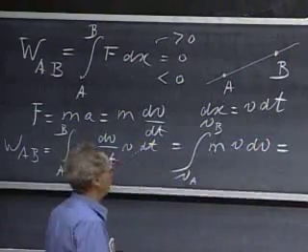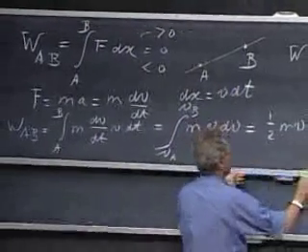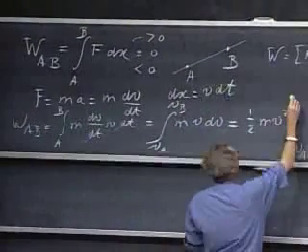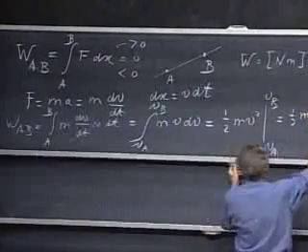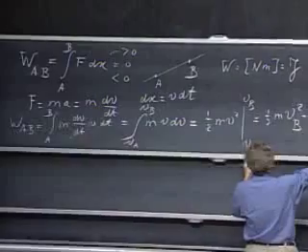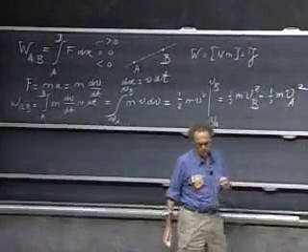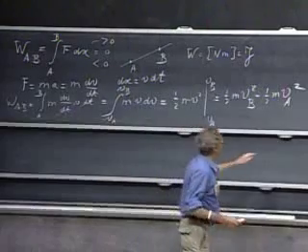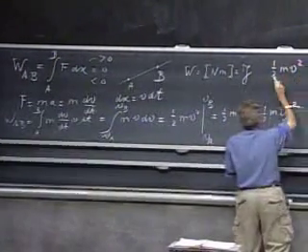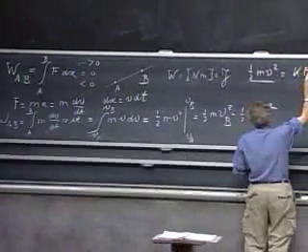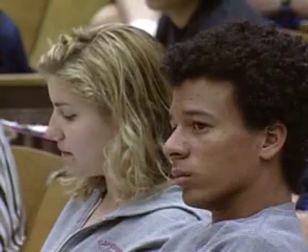That's a very easy integral. That is 1/2 m v squared, which I have to evaluate between VA and VB, and that is 1/2 m VB squared minus 1/2 m VA squared. 1/2 m v squared is what we call in physics kinetic energy. Sometimes we write just a K for that. It's the energy of motion.